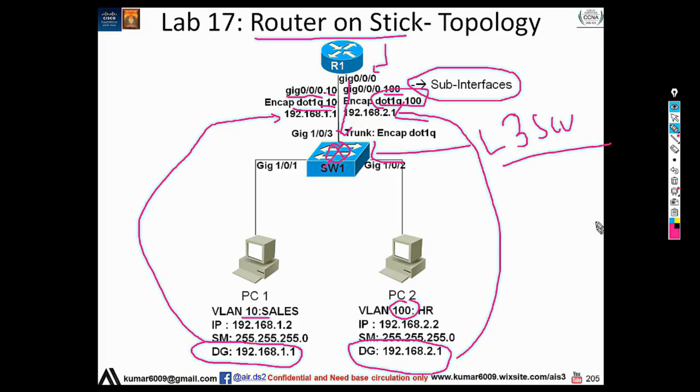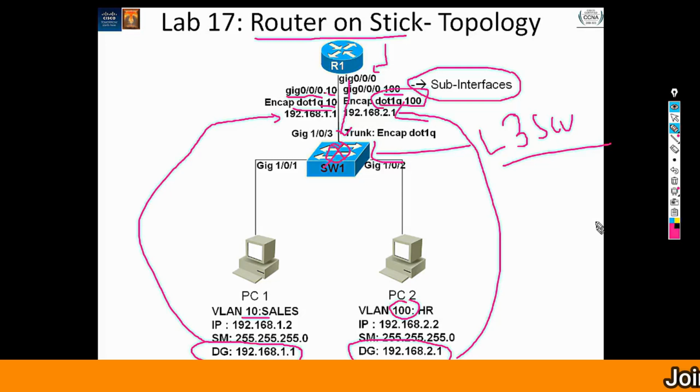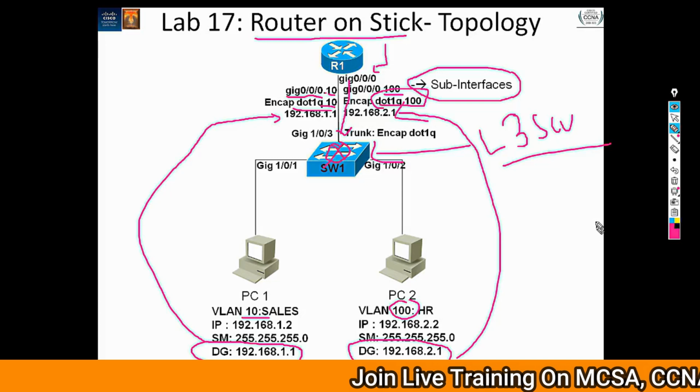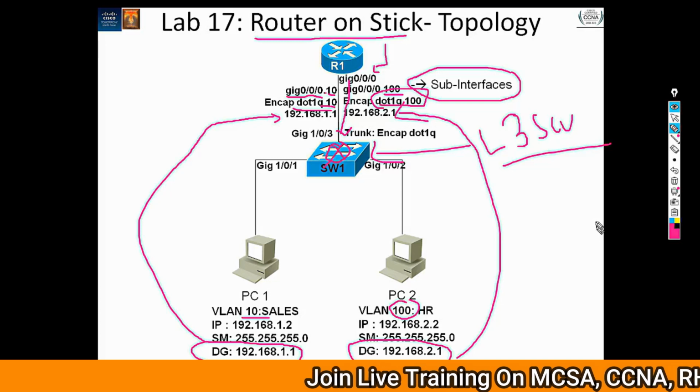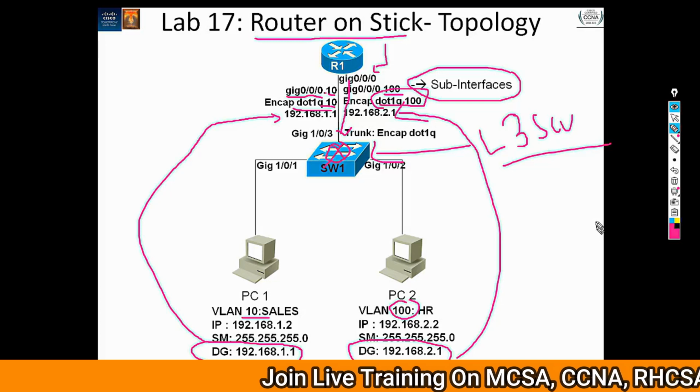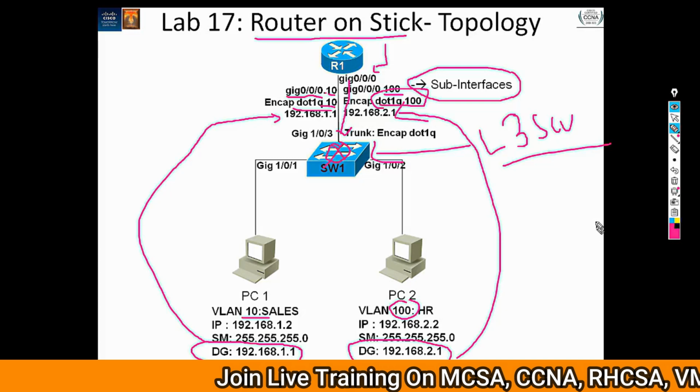You don't need to buy a dedicated router. You can make that switch also a router. The same router function can be done inside the switch too. That switch is called what? Multi-layer switch or L3 switch. So what is multi-layer? Multi-layer means it will do L2 also, L3 also. Two layers, multi-layer. So that switch I am going to take.